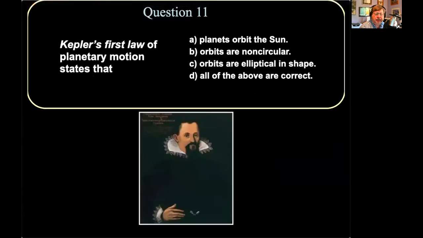Okay. Kepler's first law of planetary motion states that planets orbit the sun, orbits are non-circular, orbits are elliptical in shape, and all the above are correct.